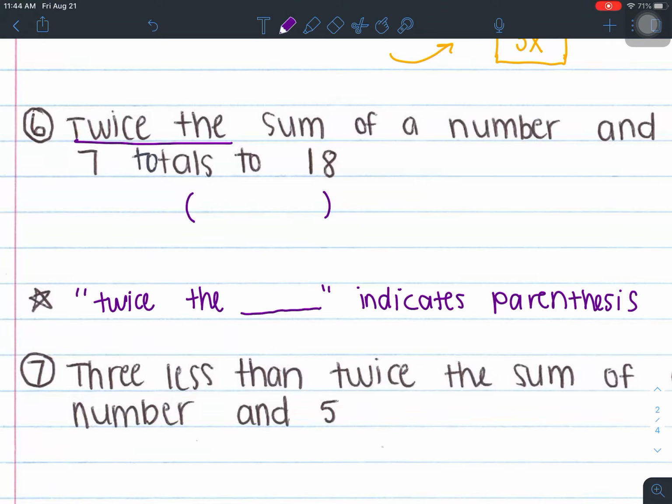Now, obviously, I don't know anything else about it yet, right? But I do know it says twice. Now, what does twice mean to me? Well, twice means 2. If I have 2 times something. So there's going to be a 2 outside these parentheses. So twice the, which is the parentheses.